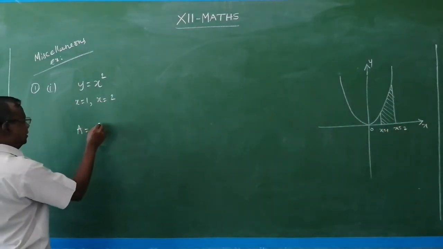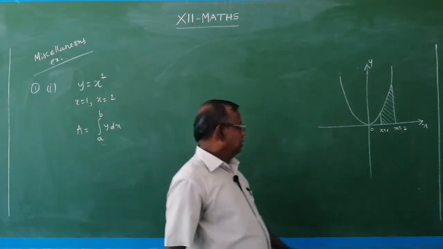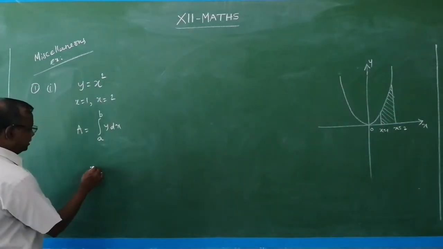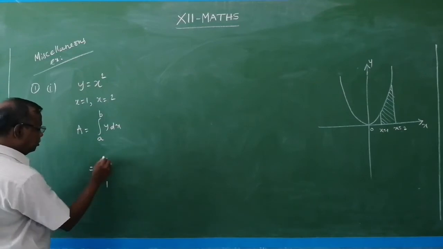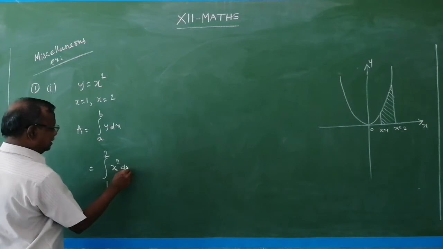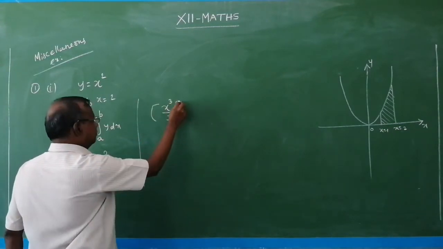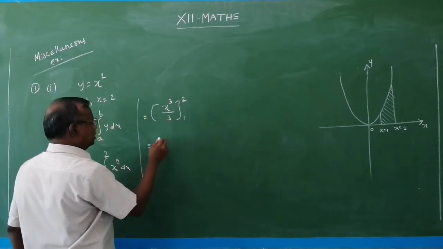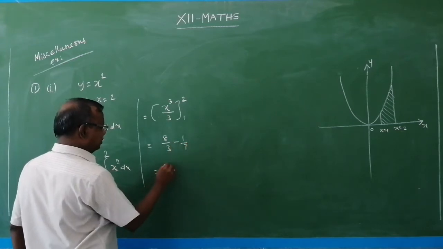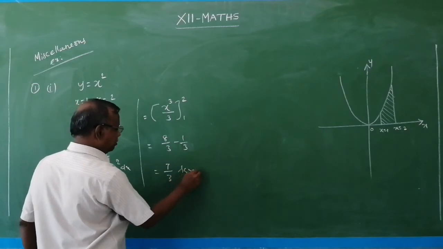We know that area equal to integral a to b y dx, because the limits are on the x axis, that means vertical strips. That is integral from 1 to 2, y dx, which is x square into dx, equal to x cube by 3 from 1 to 2. So that is equal to 8 by 3 minus 1 by 3, equal to 7 by 3 square units.